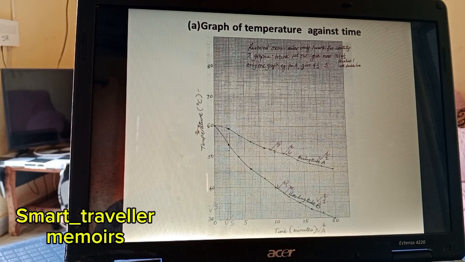Okay. You can see time in minutes, labeling the axis, have a mark. Scale on the x-axis, you get a mark. Scale on the y-axis, a mark. Have a mark for labeling the axis. Plotting, have a mark on each graph. Curve, have a mark on each graph. Identity, have a mark for each graph.